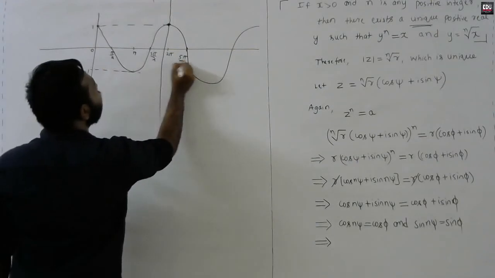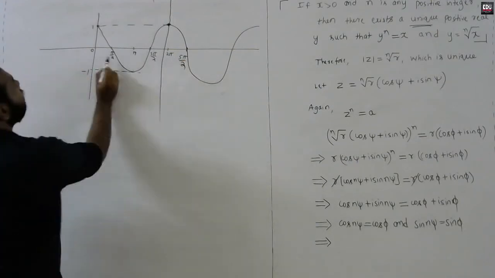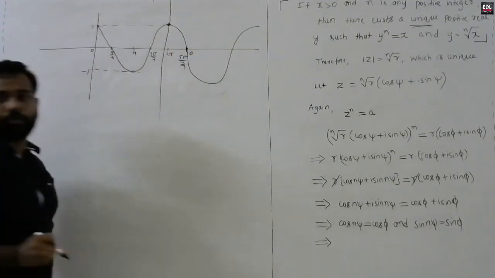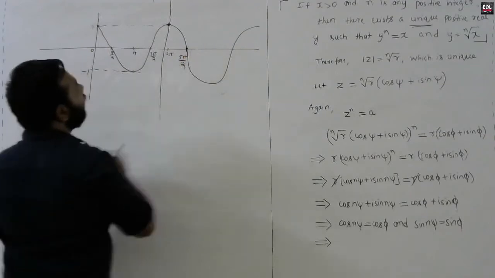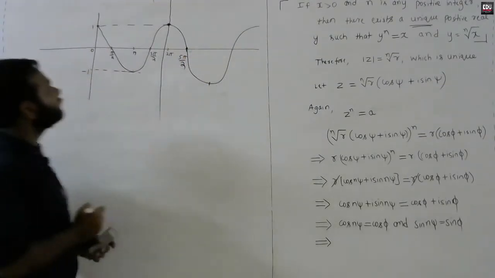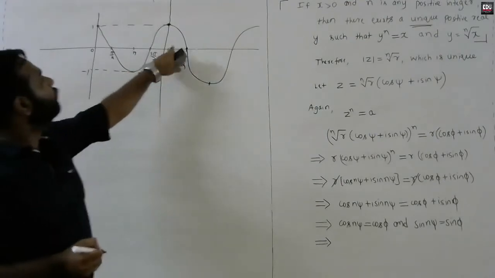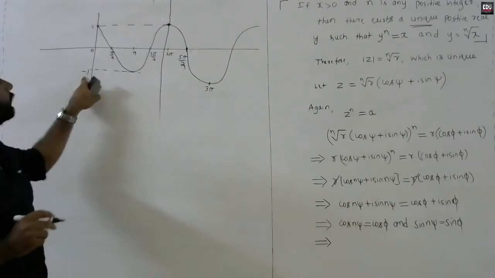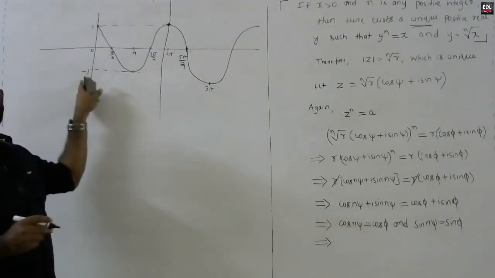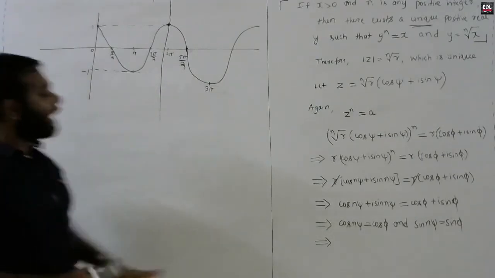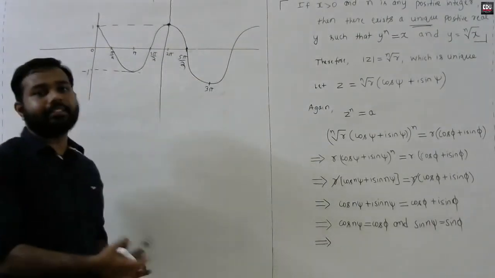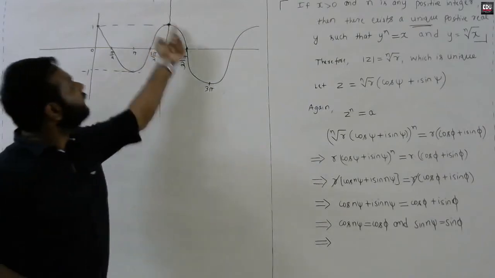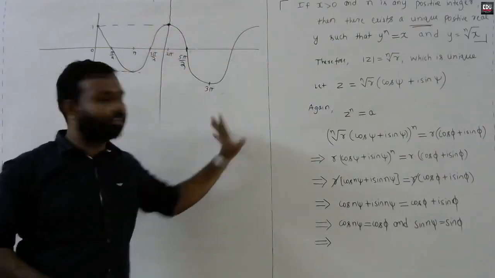So this will be 5 pi by 2. Cos pi by 2 is 0, cos 5 pi by 2 is also 0. And if I move on, this is pi, 2 pi, and this will be 3 pi. So cos pi is minus 1, and cos 3 pi is also minus 1. So that means the values of cos repeat from cycle to cycle, right? After one cycle, the same values repeat in the second cycle.